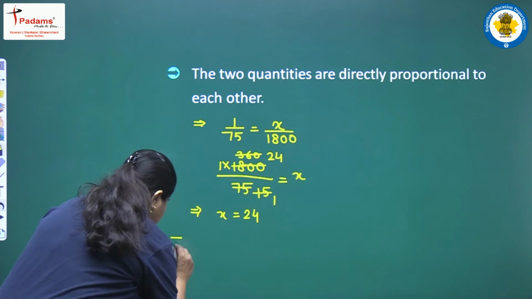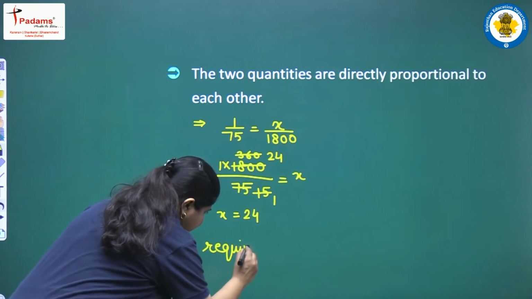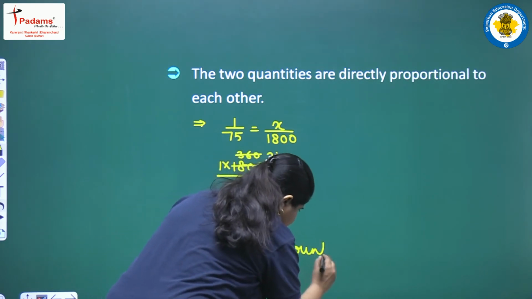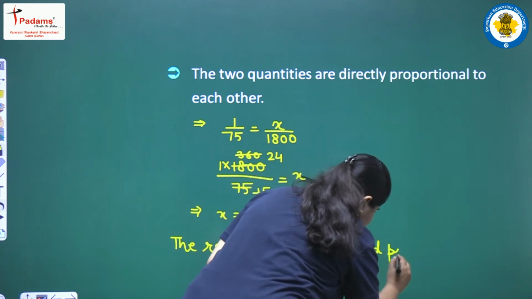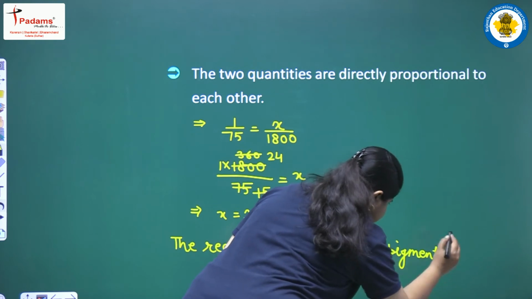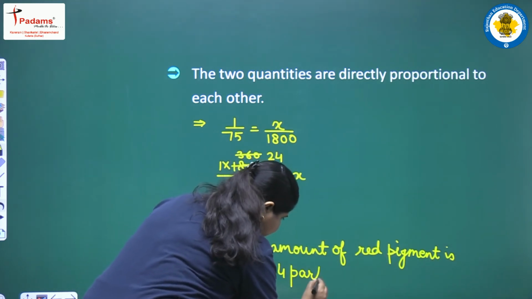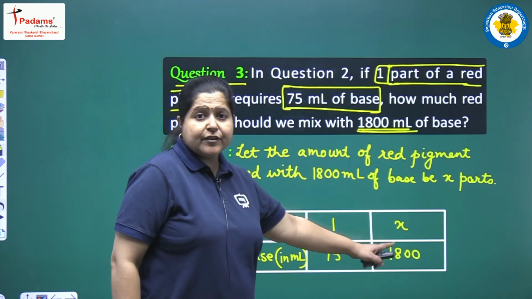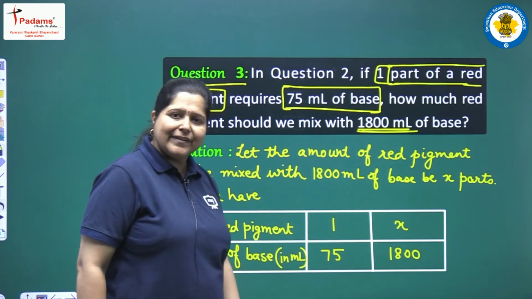So the required amount of red pigment is 24 parts. So for 1800 milliliter of base we need how many? 24 parts of red pigment.